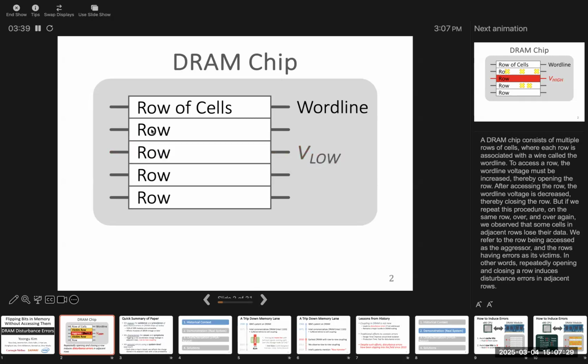Now, the main idea here is that if you repeatedly read and write, like open and close repeatedly, to the same row in the DRAM chip, then you can induce errors in the neighboring rows, not in the row which you are opening and closing repeatedly, but the neighboring rows of that target row. This row is named the aggressor row, and the rows in which the errors are induced are known as victim rows.